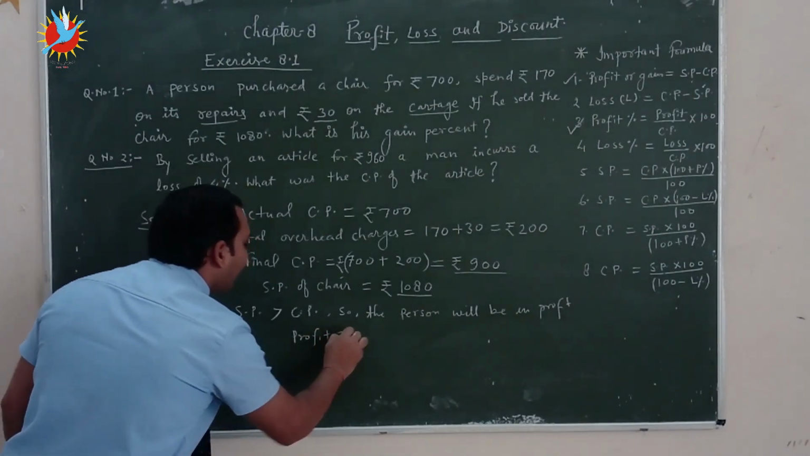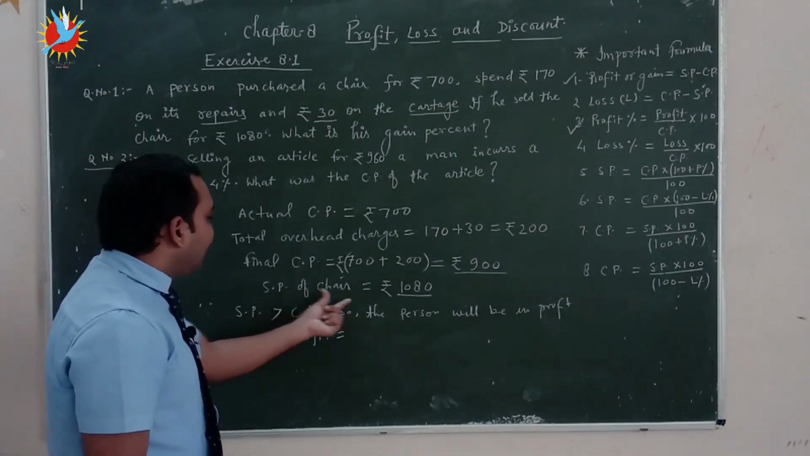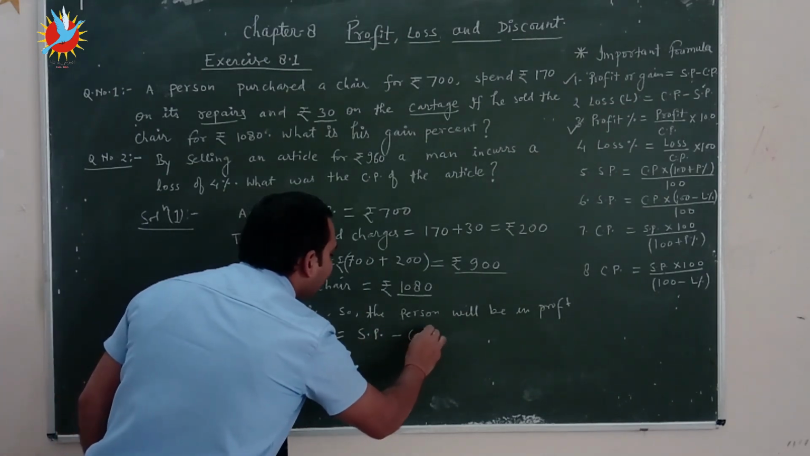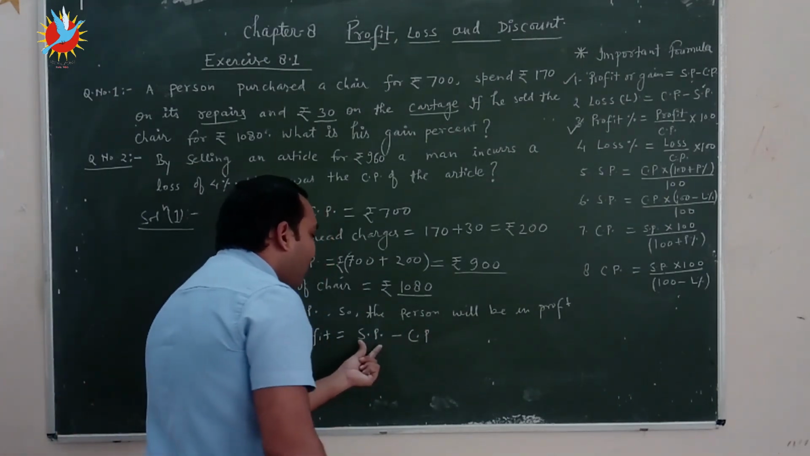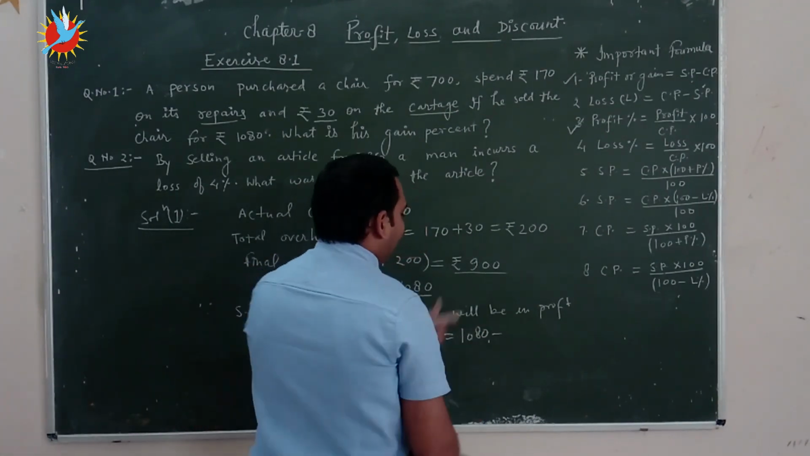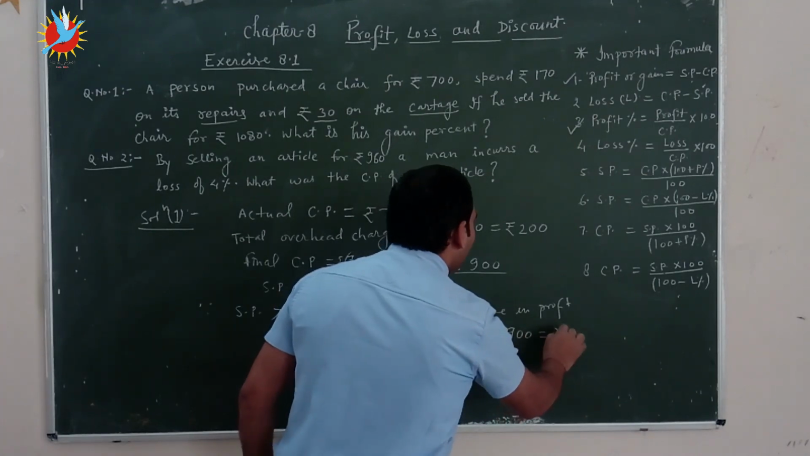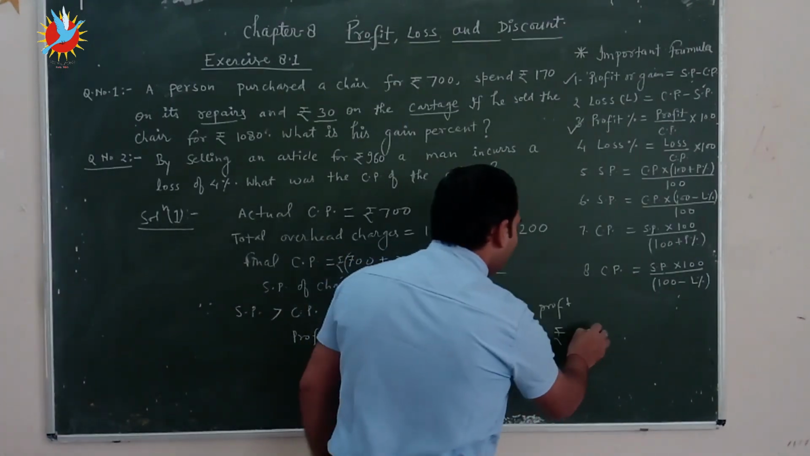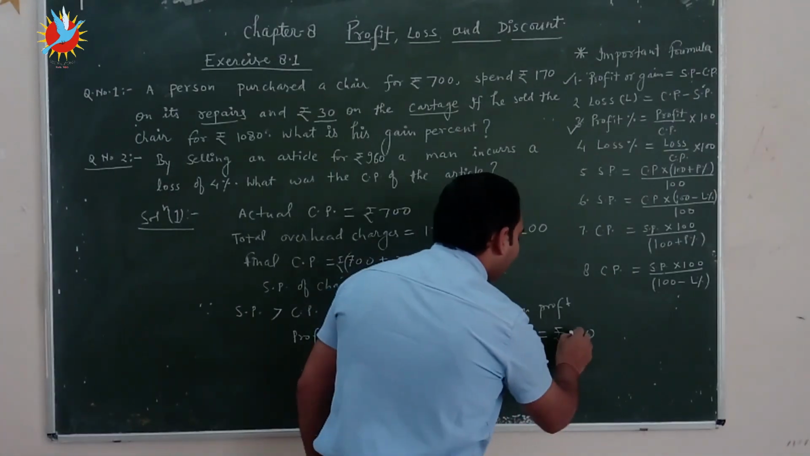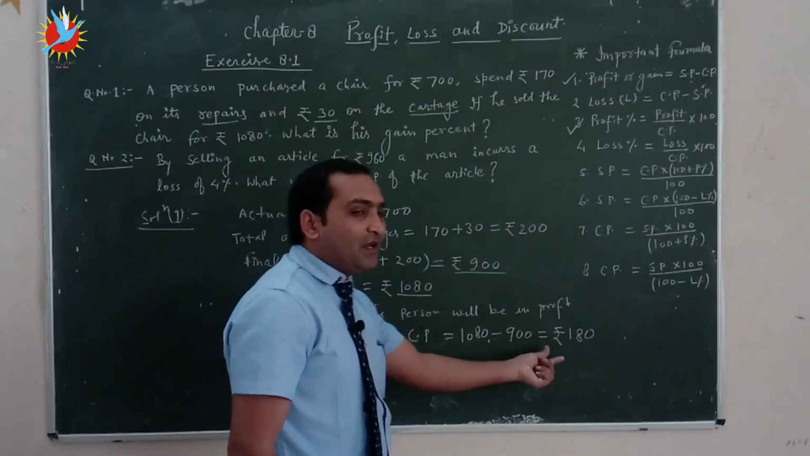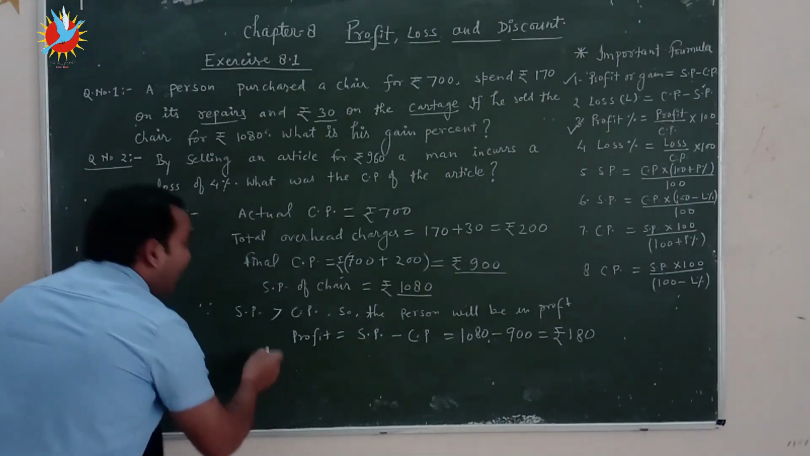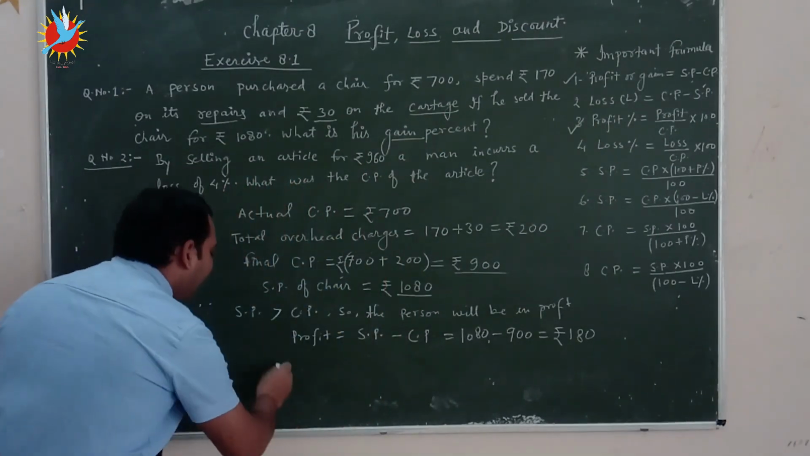What is the formula for profit? He sold for 1080, that is selling price is more than the cost price, so we subtract the cost price from the selling price, which is equal to 1080 minus 900 rupees: 0 minus 0 is 0, 8 minus 0 is 8 and 10 minus 9 is 1. So 180 rupees is profit for the chair. So we find the gain percent or profit percent.